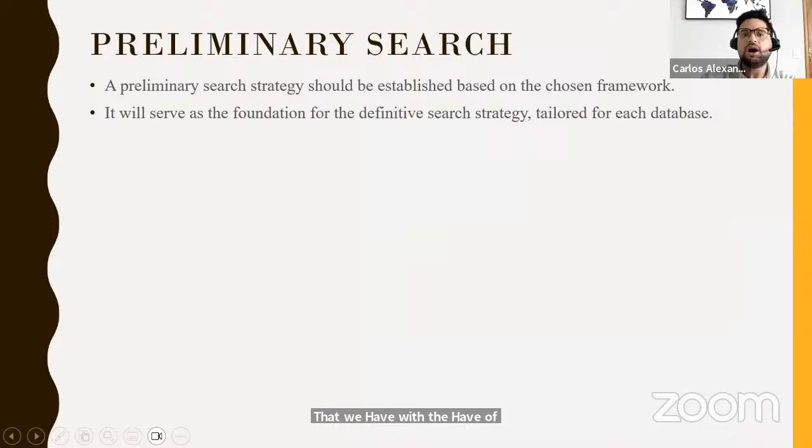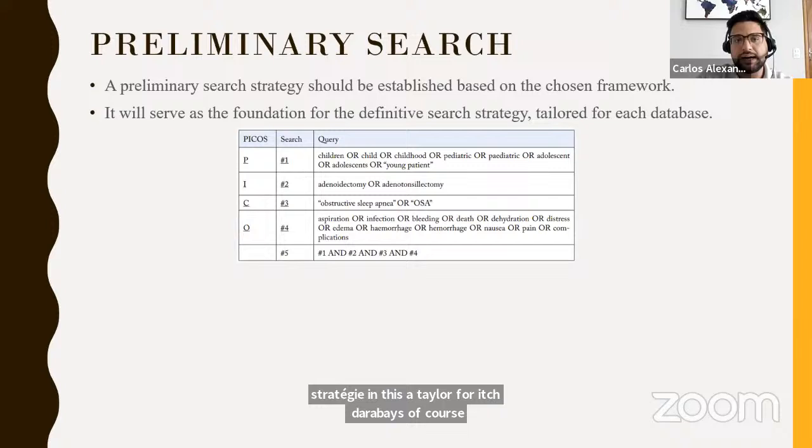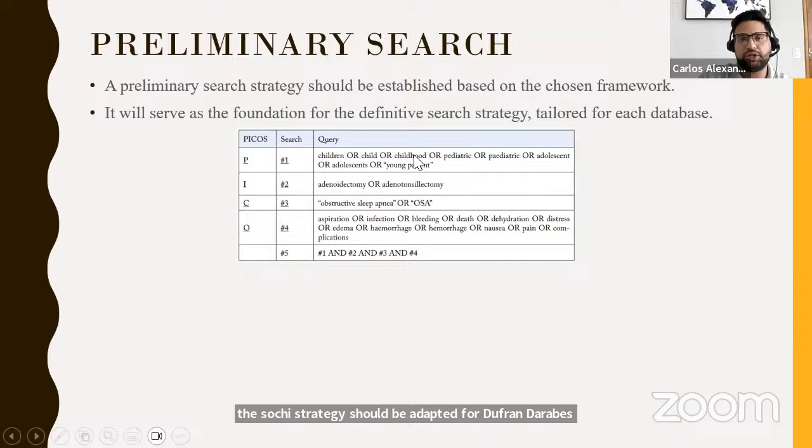Okay, so talking about the preliminary research, it should be established based on the chosen framework, and it will serve as a foundation for a definitive search strategy, tailored for each database. Of course, the search strategy should be adapted for different databases. In this case, for example, I chose the PICO one, in which the population were children, pediatric. So we should try to include as many keywords as we need to. And then I'm just showing you some examples here.